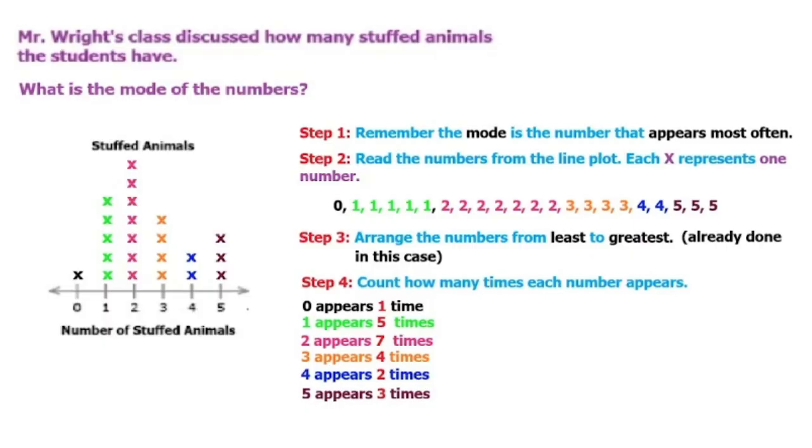So like we said, the mode is the number that appears most often. So the biggest times we see 2 is 7 times. So I think that's the most we see. The number that appears most often is 2. So the mode is 2. And that's how you do that problem.